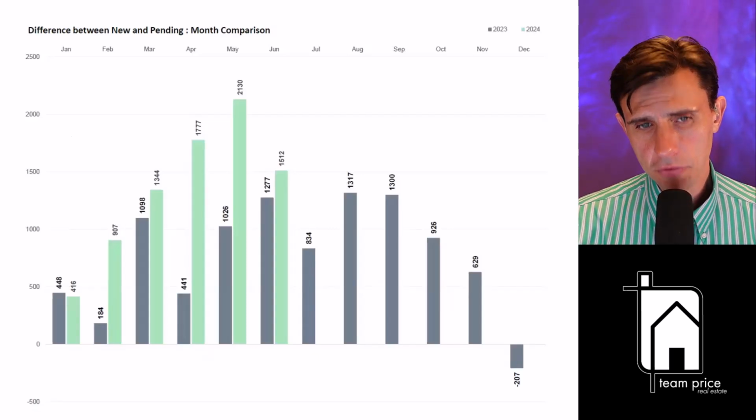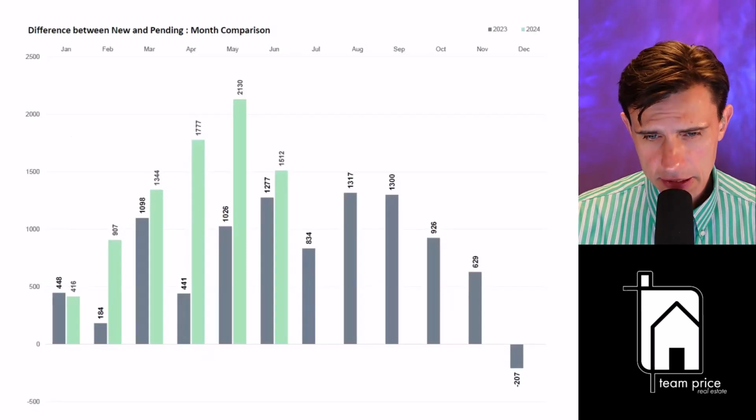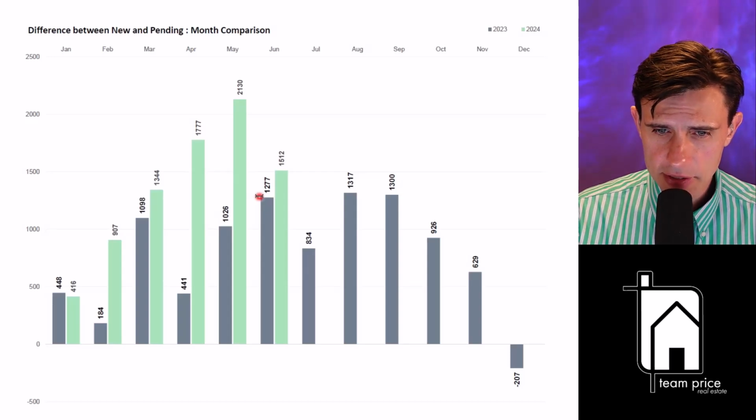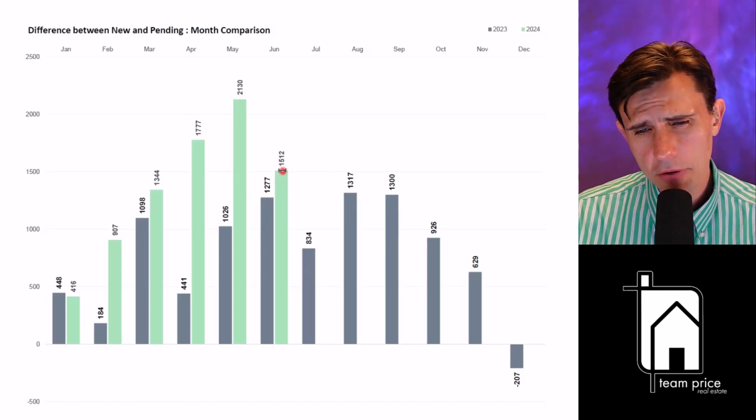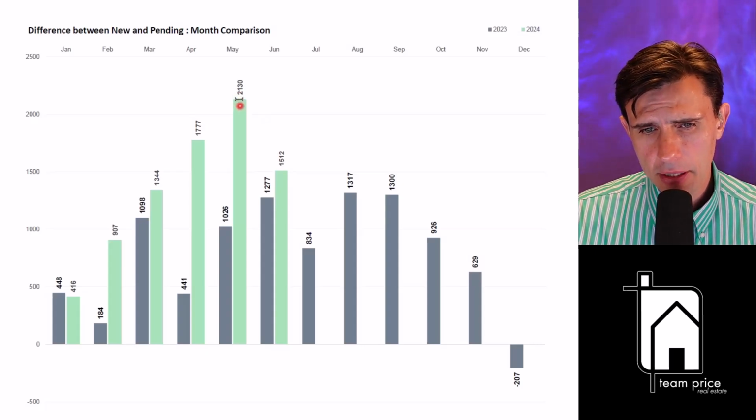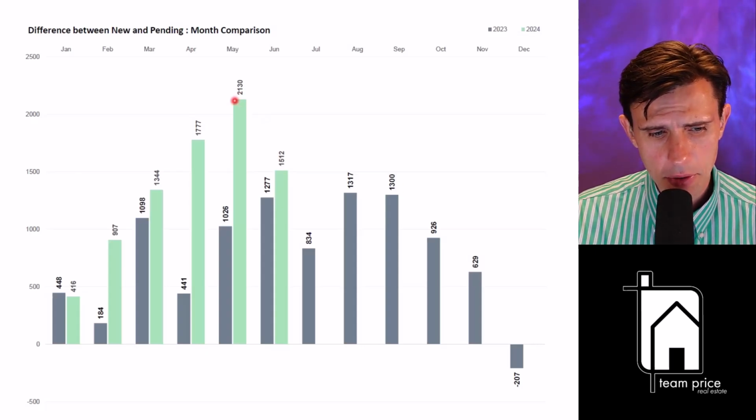When you look at the difference between new and pending last year, there's that 1,277. So far, we're at 1,512. I don't think we're going to beat 2,130 from last month. Last month was 2,130. I don't think we're going to beat that.